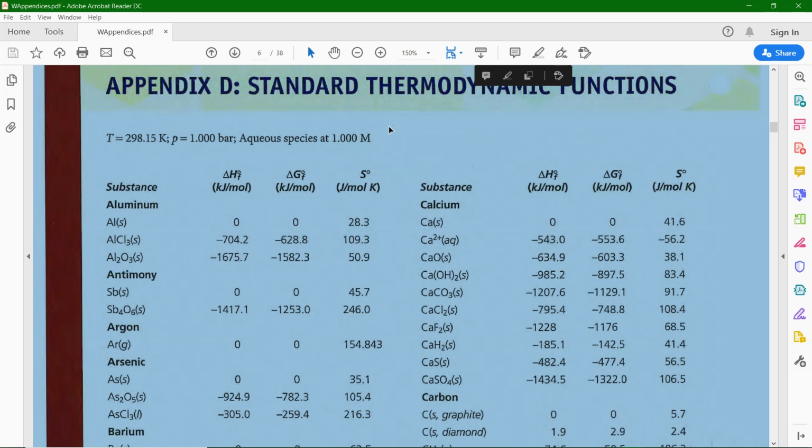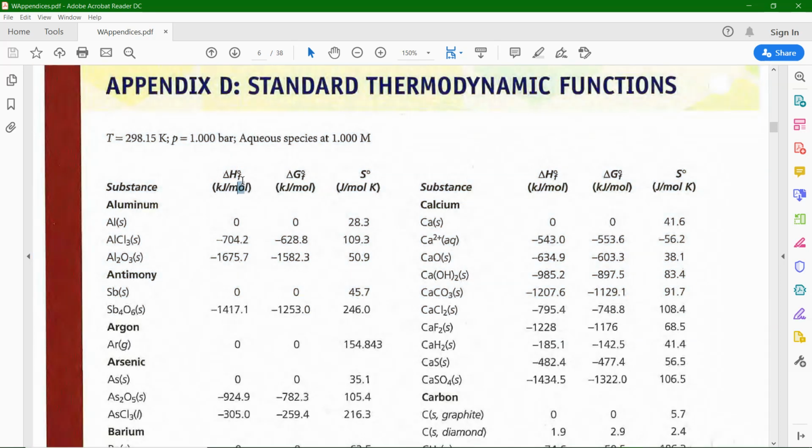We're continuing on with thermodynamics, and the first page here I have is from your appendix. Well, maybe not your personal appendix, but the appendix at the end of the book. Appendix D, Standard Thermodynamic Functions. We're going to look a lot at delta H naught F, the standard heat of formation, the standard molar enthalpy change. Little f stands for formation.